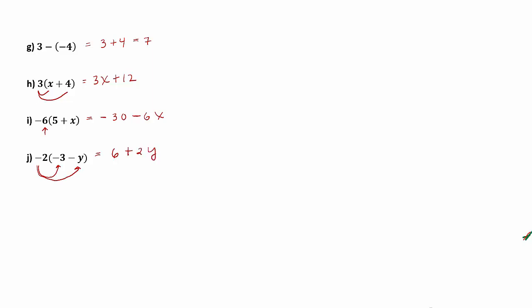So be careful of your negative signs when they're out in front of parentheses. Make sure you distribute that negative sign through. That's one of the biggest mistakes students make, is not distributing that negative sign through.